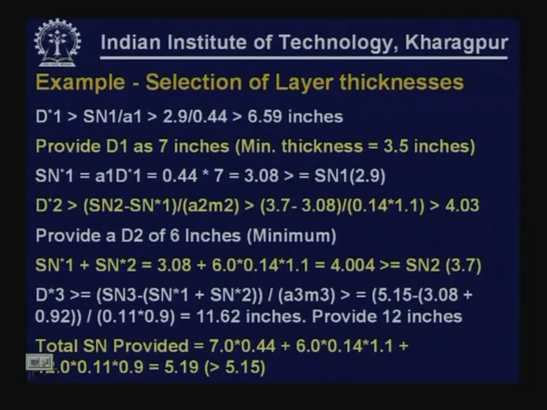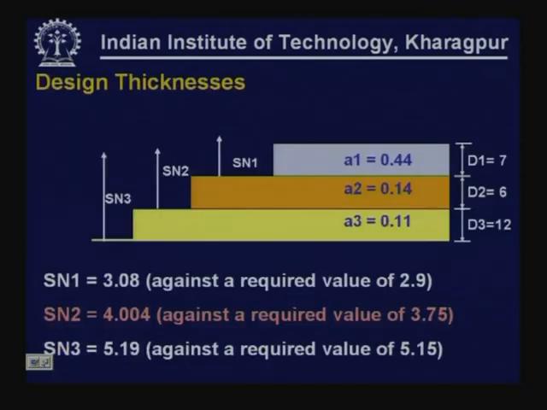You can see the calculations here. These are the final thicknesses that were obtained for each layer. Top layer works out to be 7 inches, second layer 6 inches, third layer 12 inches, and the layer coefficients for the modulus values that we have, A1 is 0.44, A2 is 0.14, A3 is 0.11. We can just check the structural number that is provided. SN1 is 3.08, that is 0.44 into 7 against a required value of 2.9.